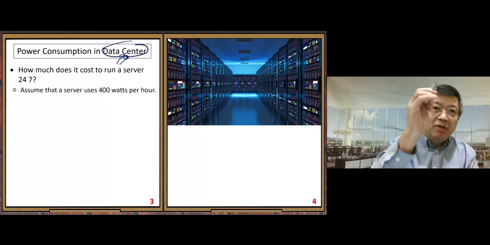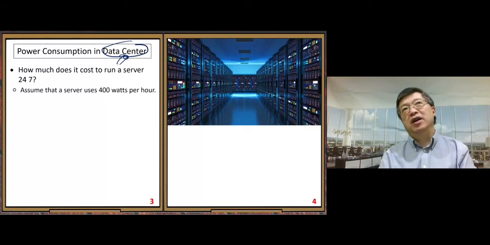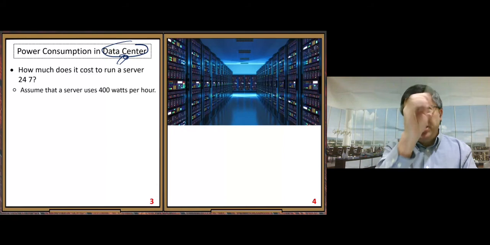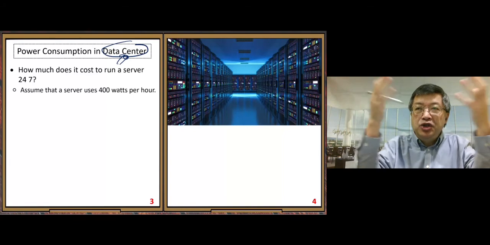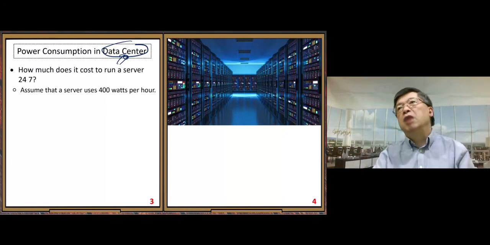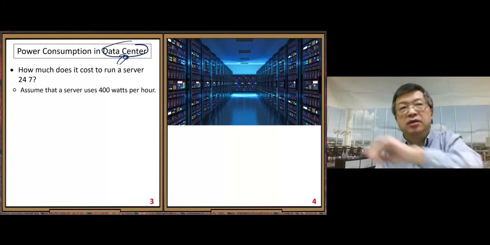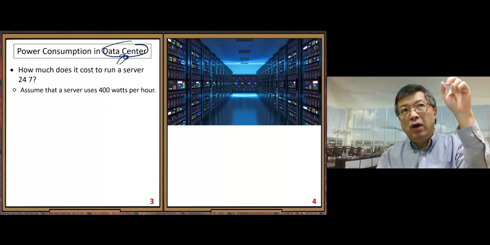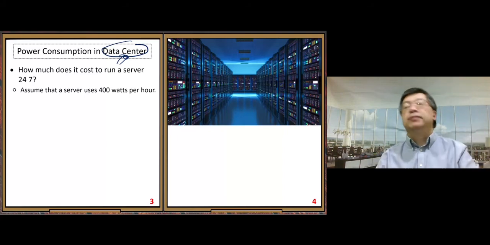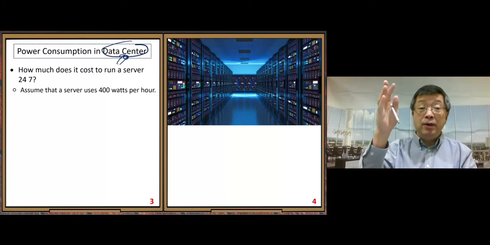All right, so let's do some simple calculation. The electricity bill for a reasonable size data center each year. How much is the dollar amount for a typical or average data center? So let's look at the number.